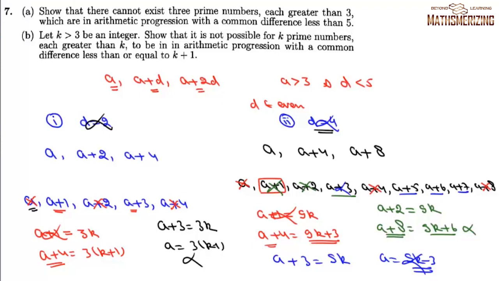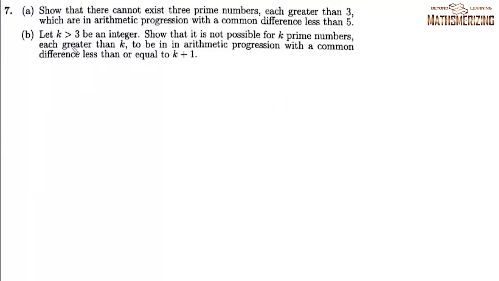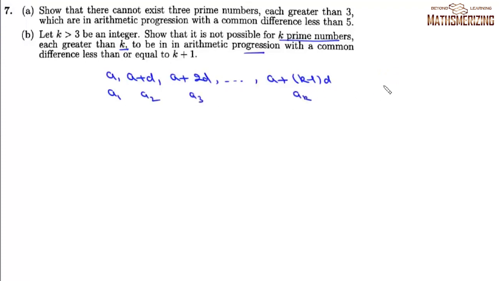Now we'll come to the second part. The second part is: let k greater than 3 be an integer. Then we need to show that it is not possible for k prime numbers, each greater than k, to be in AP with a common difference less than or equal to k plus 1. Let us consider an AP which is a, a plus d, a plus 2d, up to a plus (k minus 1)d, and suppose these are a1, a2, a3, up to ak.